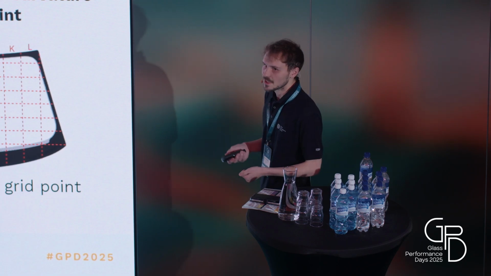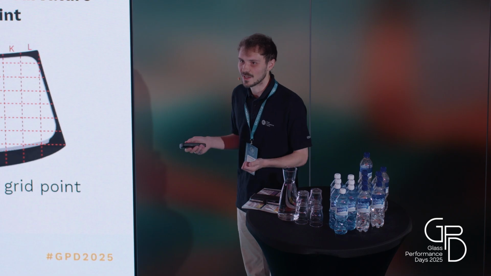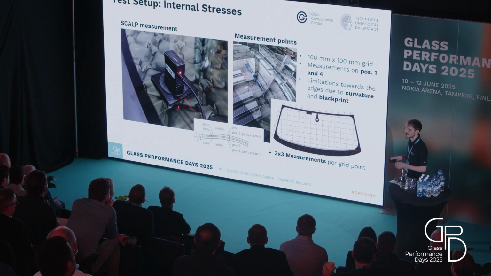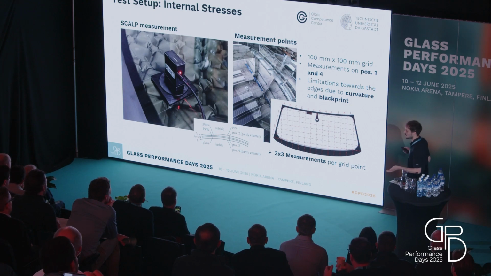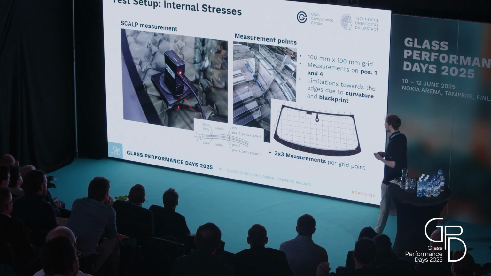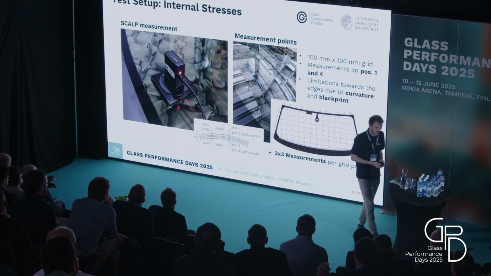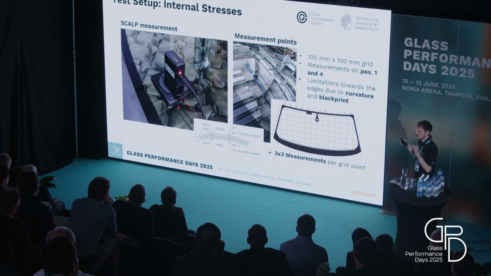But talking about some limitations, the first limitation is the curvature. When we have a very high curvature, especially in the edge areas, no measurements were possible, or we didn't get really reliable results. The other problem is the black print, because as you can see here to the left, the black print is applied directly on the glass. So when we try to measure here, we don't get results.